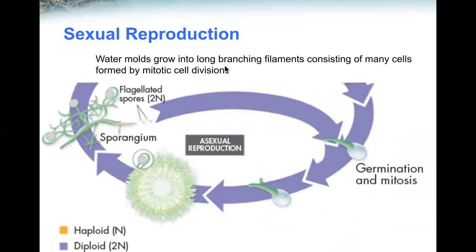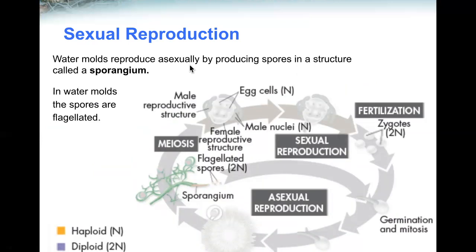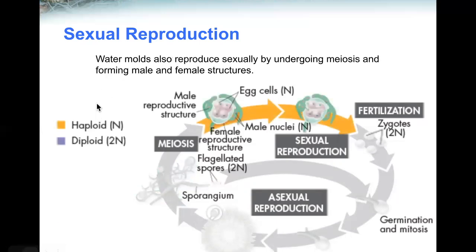Water mold grows into a long branching filament, consisting of many cells. Water mold reproduces asexually by producing spores in a structure called a sporangium. In the sporangium of water mold, the spores are flagellated. Water molds reproduce sexually by undergoing meiosis and forming male and female structures.